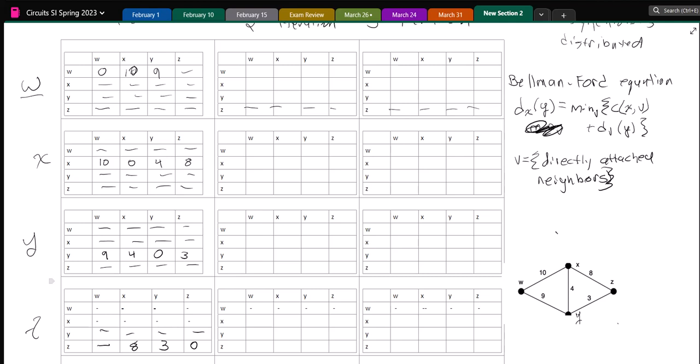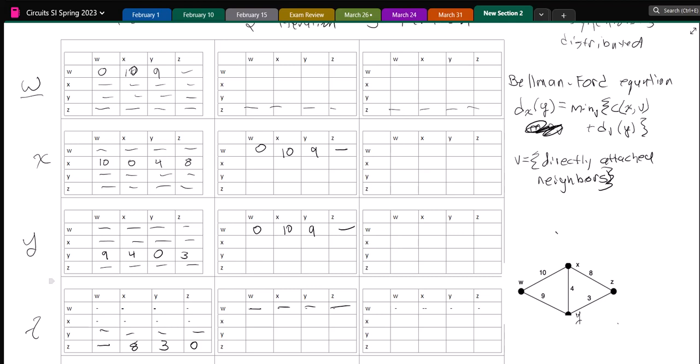So W is directly attached to X and Y. So W is going to send its distance vector, which is 0, 10, 9, dash. It's going to send that to X and Y. So we'll fill that in on W for X and Y. And we know it's not ever going to send anything to Z because it's not directly attached.